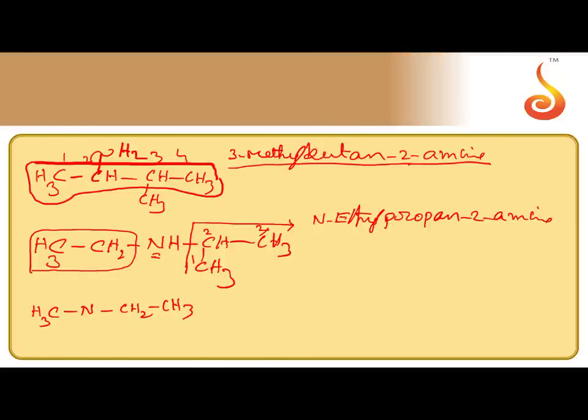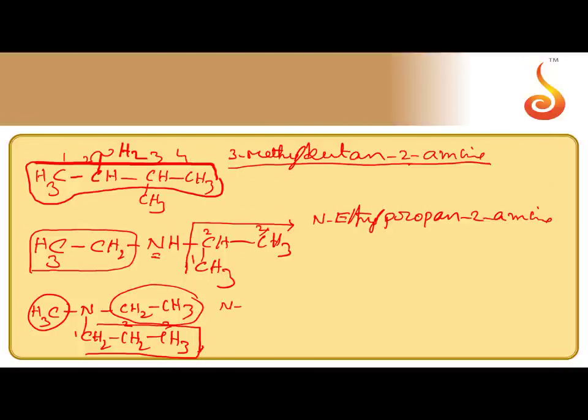CH3N, CH2, CH3, here CH2, CH2, CH3. Suppose this is given. Among these 3 alkyl groups, the longest one you have to select as main carbon chain. This is the longest carbon chain, numbering from left to right: 1, 2, 3. So there are 2 substituents, one is ethyl, other one is methyl.